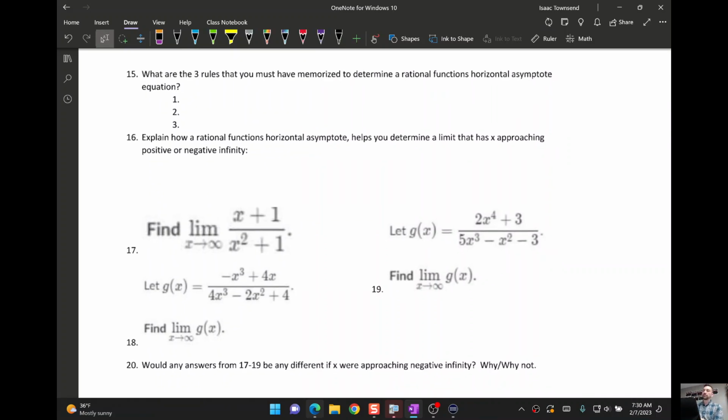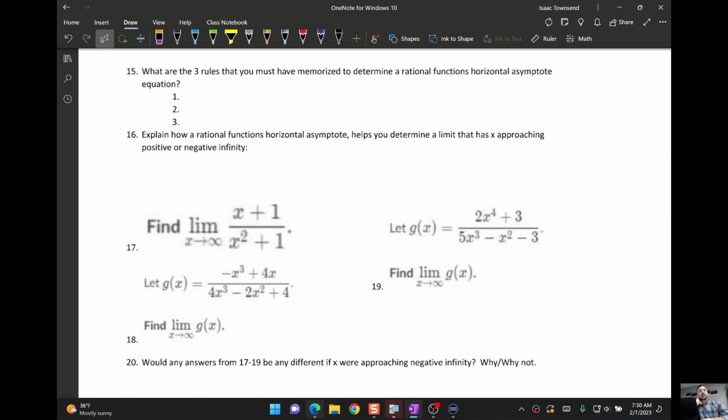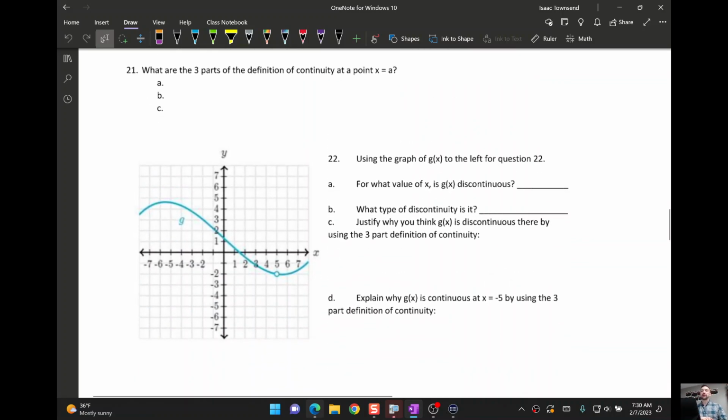But what about page 3? Page 3 was making sure you remember your horizontal asymptote rules, knowing what a horizontal asymptote is, so that you can work questions like 17, 18, and 19, and or 20, I guess. 16 and 20 are very similar questions, actually. So any of the infinite limit stuff you want a review on? Okay, then after that, there's really 2 more topics, continuity and difference quotient.